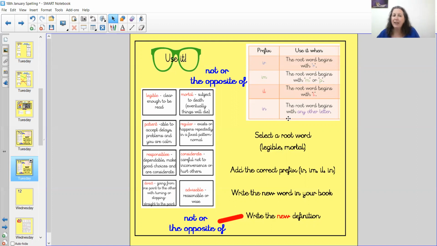Okay, so please share all of your work with us on Dojo, because we love to see it coming through, and we do make comments and feedback, which is really helpful for you, because if you've got a spelling test, it will help you make sure that you get as many right as you can.